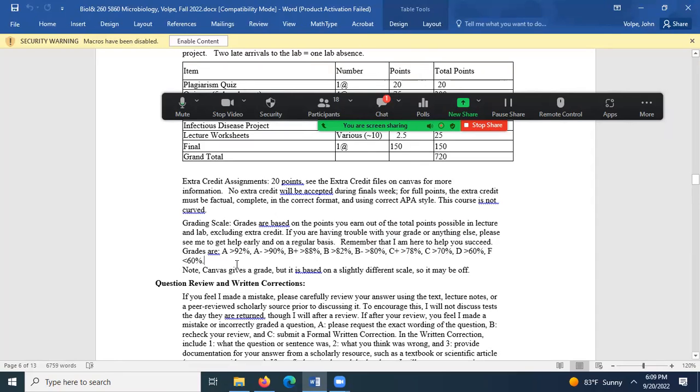I do have a question about labs. If we were to resubmit, would we resubmit in the same area that we originally submitted the first one? Yeah, it's the same worksheet. Okay.